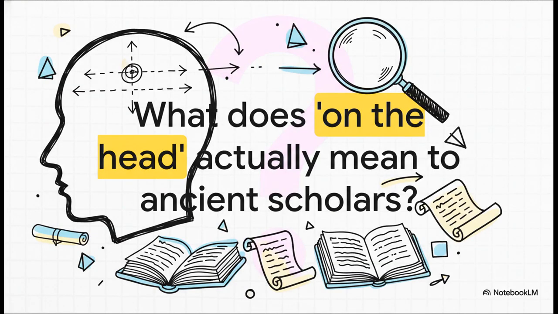Okay, so this is the big question. What does on the head actually mean to these legal scholars? For the sages of the Talmud, this wasn't just a vague suggestion like somewhere around the head. Oh no, it was like a precise coordinate on a map. They felt they had to define its exact boundaries to make sure this incredibly important ritual was performed, well, perfectly.